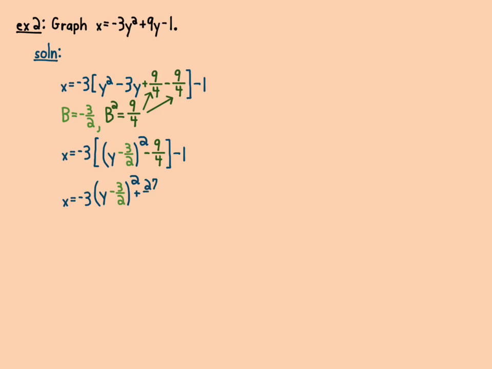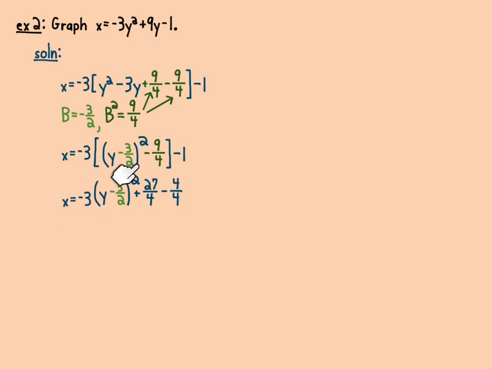Now we're going to distribute this minus 3. The reason we're distributing the minus 3, or negative 3, is because we want to combine this negative 9/4 and the negative 1, but you can't because the negative 9/4 is inside the brackets. The brackets are in the way. So to get rid of the square brackets, I have to distribute the negative 3. So it goes here, and it goes here. Okay? When you put it here, you end up with this, negative 3 times the quantity y minus 3/2 squared.